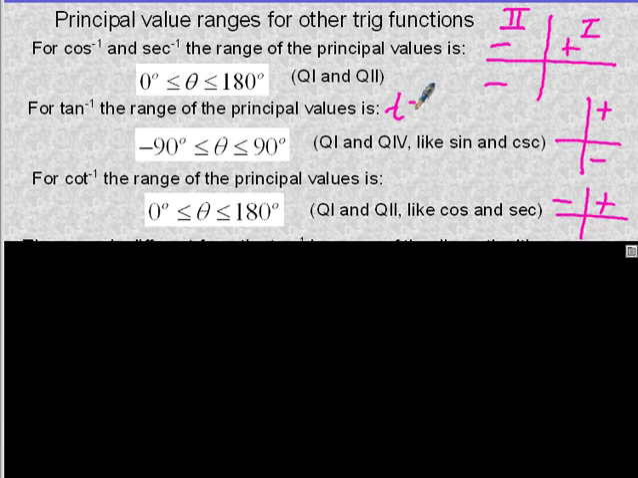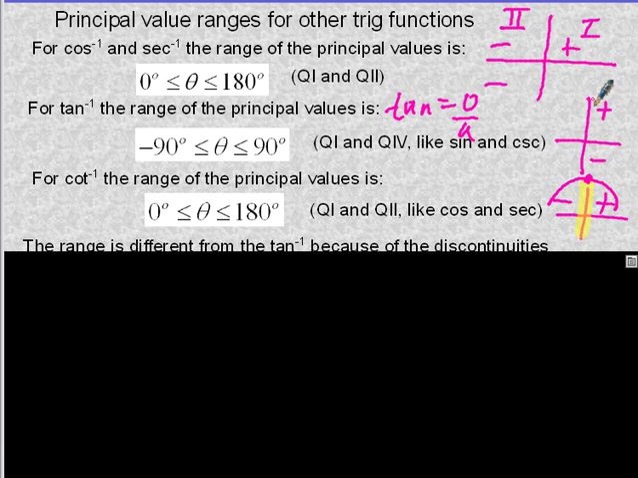So tangent is equal to opposite over adjacent. So when A is 0, and where's A 0? It's going to be on your y-axis. So you can't really have a range that crosses that y-axis because you're going to end up with an undefined value here. So for tangent, that's why the range goes from negative 90 to positive 90, because it avoids crossing over that undefined zone.